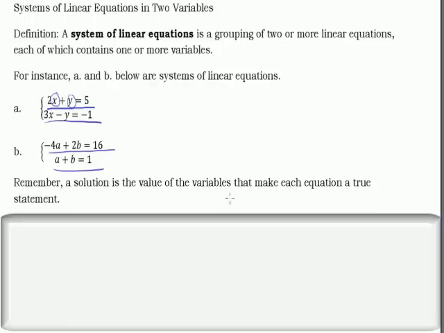Very important is this next line. We need to remember a solution is a value of the variables that makes each equation a true statement. That is, every equation needs to be a true statement for it to be a solution. So let's look at example 1 here.